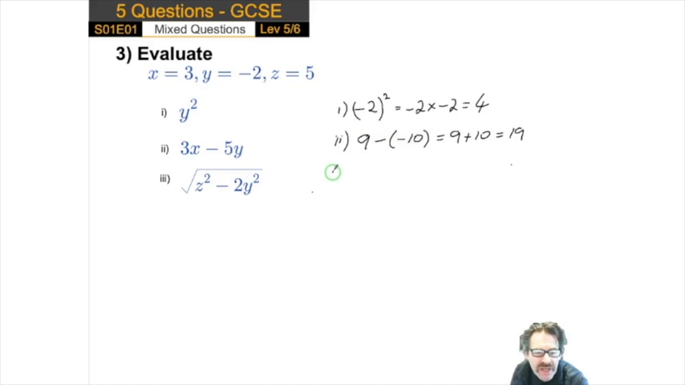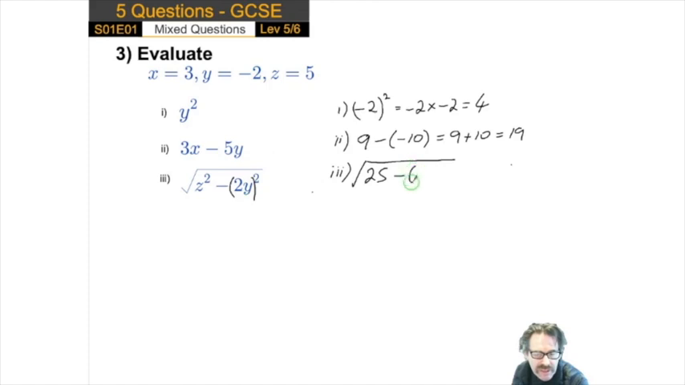So number 3, let's have a look at this one. Whoops, hang on, should be that. That's what it was in the actual question. So z squared minus 2y squared is going to give me the square root of z squared, or z squared is going to be 25. 5 times 5, which is 25, minus 2y all squared. So if you remember your BIDMAS or BODMAS, then 2y is going to be negative 4.